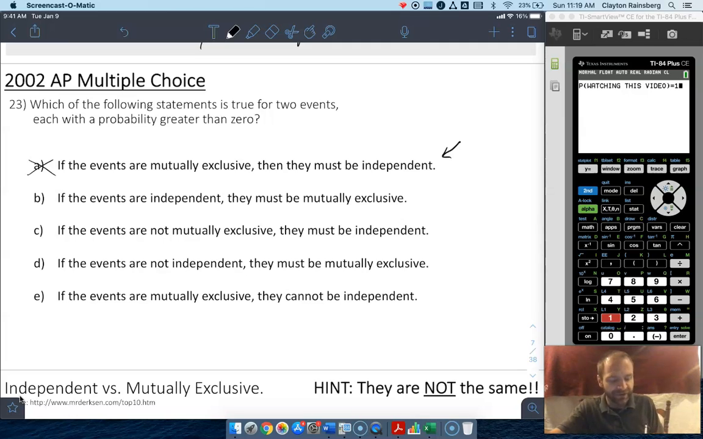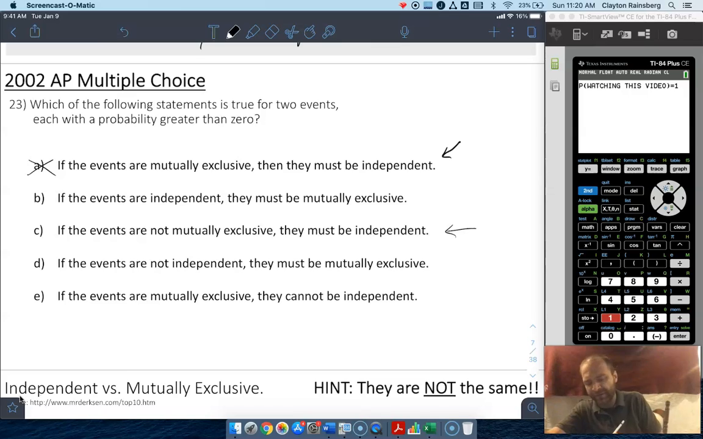Now, maybe you're leaning this way. Well, they're not mutually exclusive, so that means they are guaranteed to be independent. But they're not guaranteed on it. It's not 100% chance of them being independent. There's a possibility, if they're not mutually exclusive, there's a possibility that they're independent. Not guaranteed to be 100%. D, if the events are not independent, they must be mutually exclusive. E, if the events are mutually exclusive, they cannot be independent.